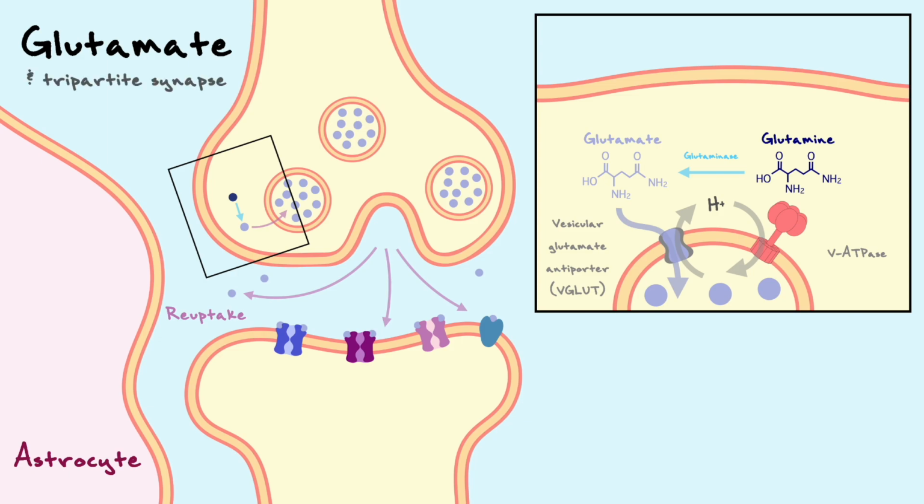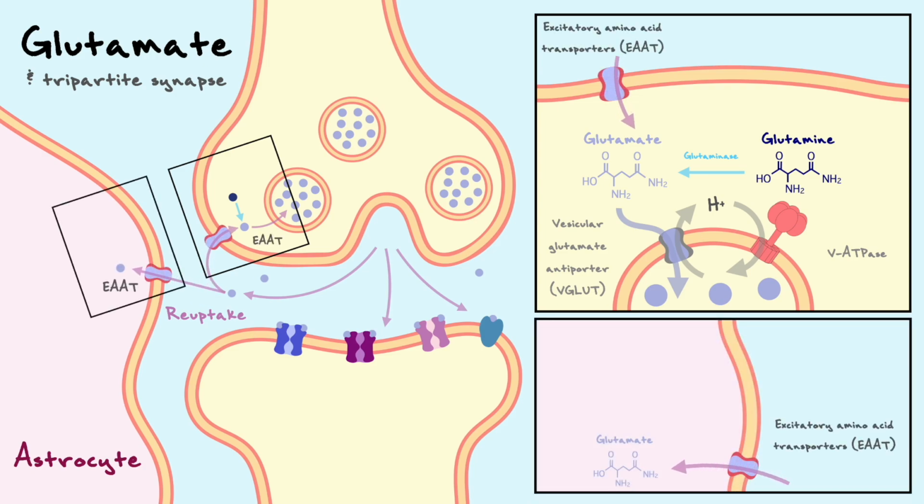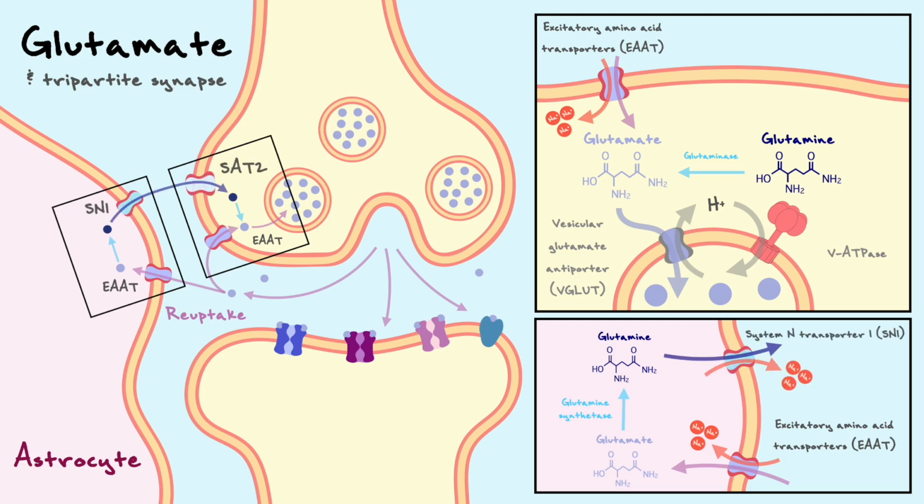Now, when glutamate is in the synaptic cleft, it can enter the astrocyte and the presynaptic cell through a class of transporters called the excitatory amino acid transporters, or simply EAAT. These transporters co-transport glutamate with sodium. The glutamate that is transported into the astrocyte is converted back to glutamine by the enzyme glutamine synthetase. This glutamine is then transported out of the astrocyte by a different transporter named the System N Transporter 1 or SN1, which co-transports sodium as well.